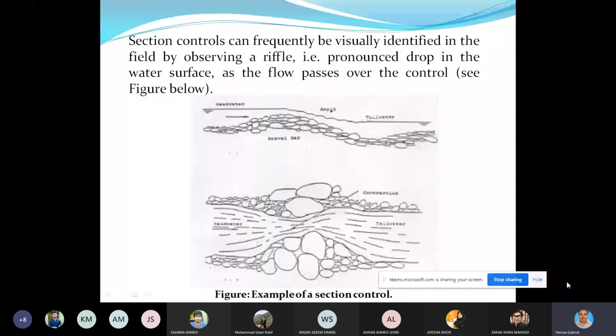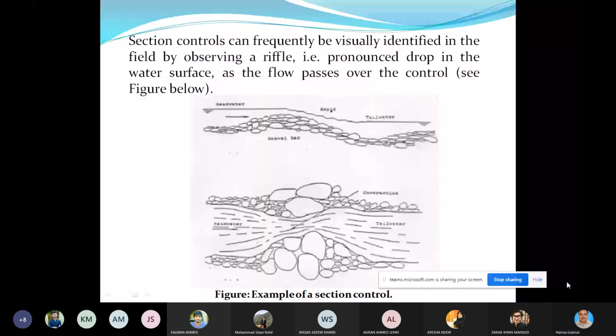You can see this section control if you travel along a natural river or a stream. You can see a constriction due to the debris and the stones, which reduce the waterway, and there a section control is formed. So these are the natural section controls, as they are formed by natural features.